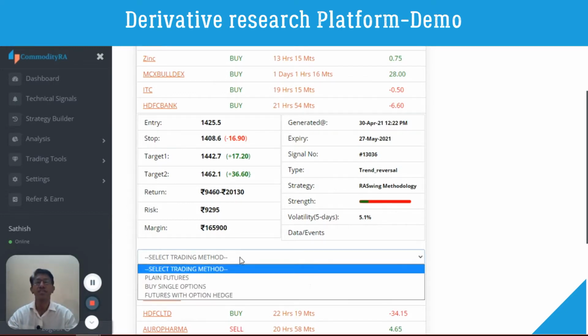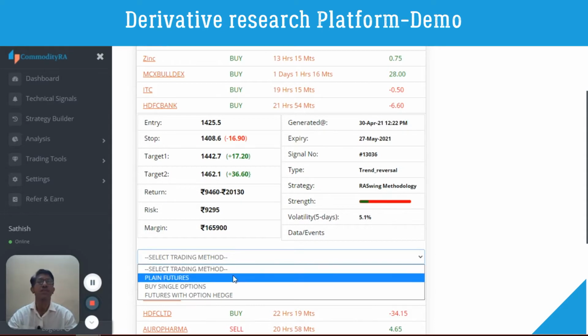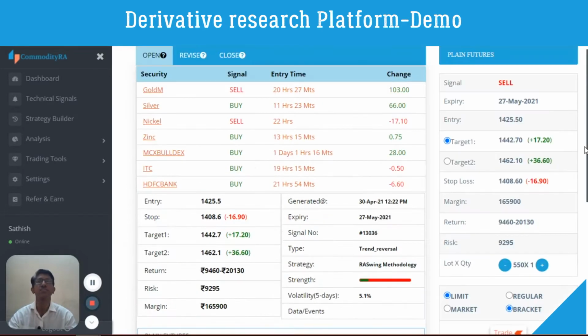Now let us take the three signal conversions. Plain futures trading call: the same signal I showed here has been converted into a full-fledged trading call. Here you can see the risk and return figures and the stop and target, everything I placed here. Now you can adjust the lots. Here you can change the lot size, one lot, two lots, so the margin and the return and risk figures will change correspondingly.